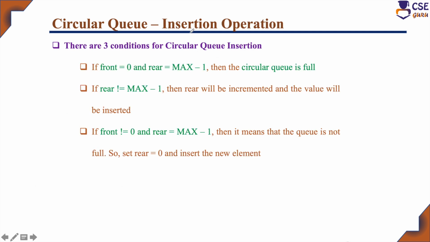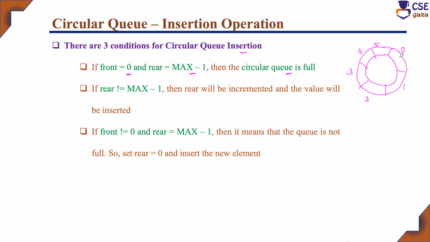First, insert operation. There are three conditions we need to consider for circular queue insertion. If front is equal to 0 and rear is equal to max minus 1, that is, front is pointing to the 0th memory location only, but rear is pointing to the max minus 1 location, in that case, circular queue is full. Okay. In that case, what is the meaning? Whatever memory locations you have allocated, you have placed values in all of them.